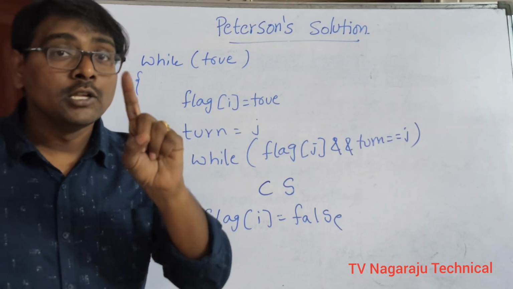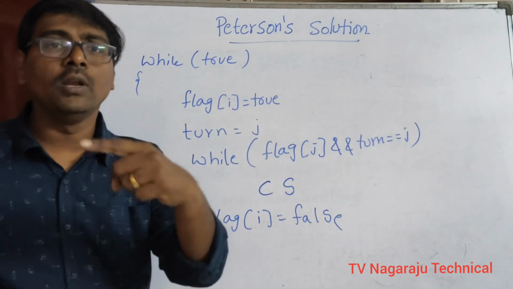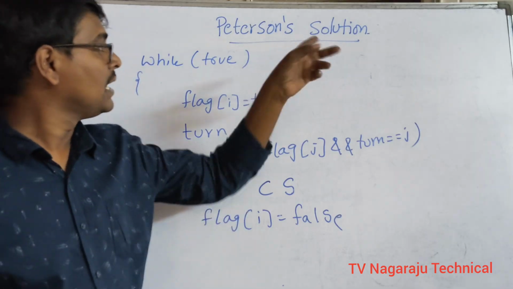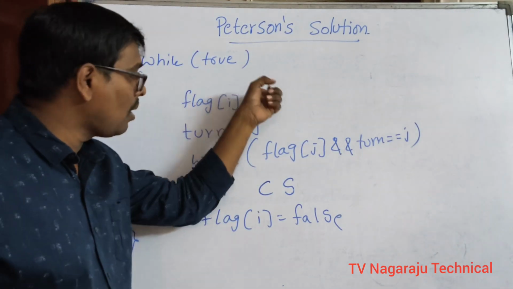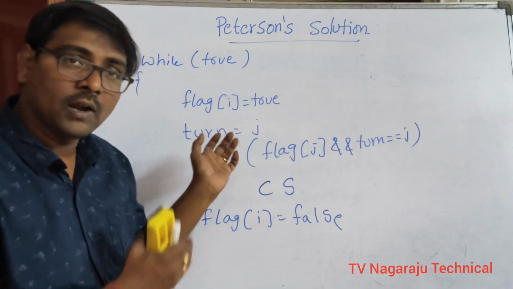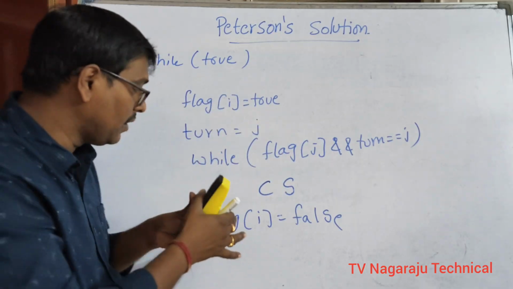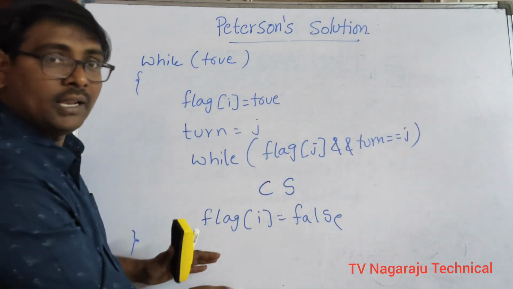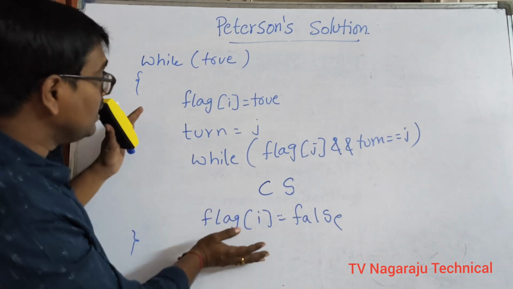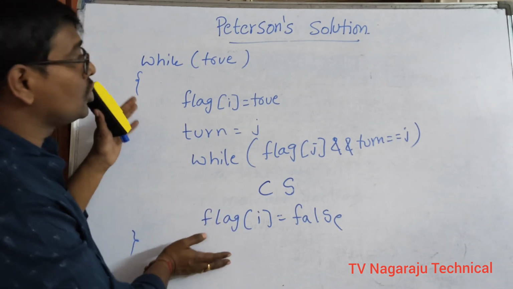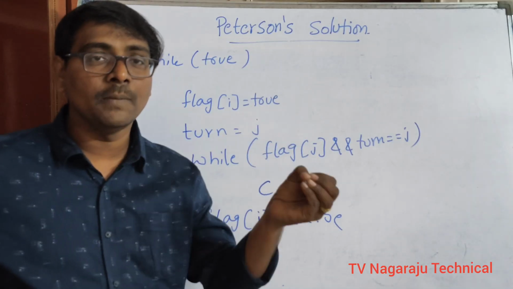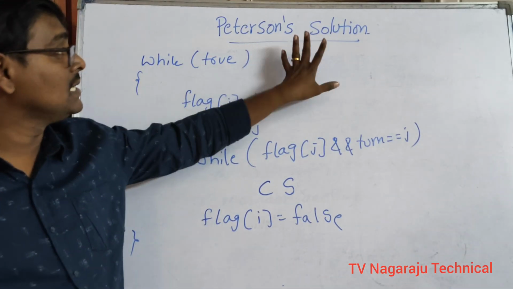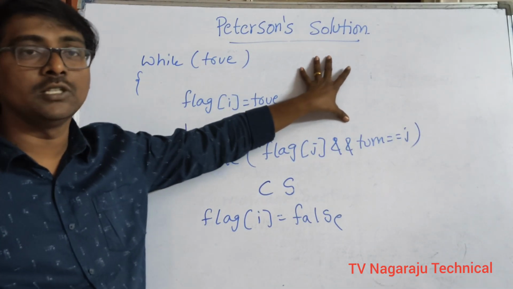Bounded waiting: each process has only one turn. Why? Because Peterson's solution has only two processes. So obviously, within a limited amount of time, each process shifts between the critical section and the remainder section. In this way, this solution achieves all the requirements for a critical section problem solution. This is the concept of Peterson's solution.